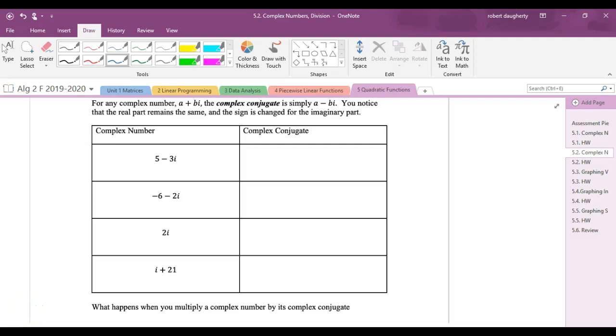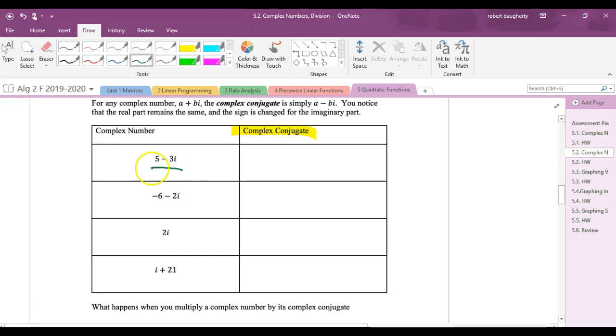Okay, that's what we're going to do with complex numbers. Instead of dividing by a complex number, I'm going to turn it into a multiplication problem to make it a little bit easier. What we need to know is there is the concept of something called a complex conjugate. The complex conjugate is just found by changing the sign of the imaginary part of a number.